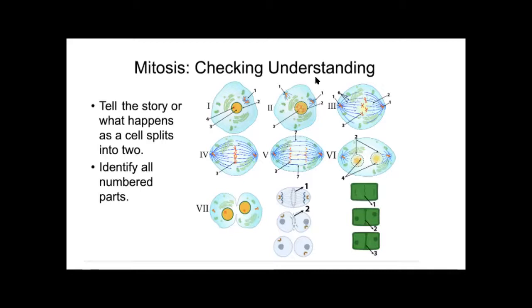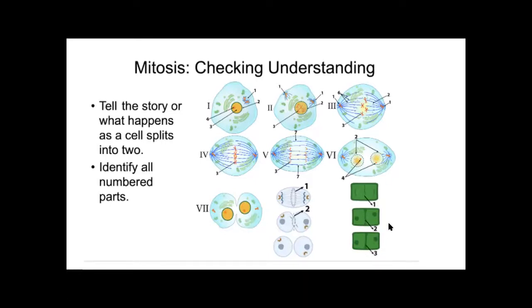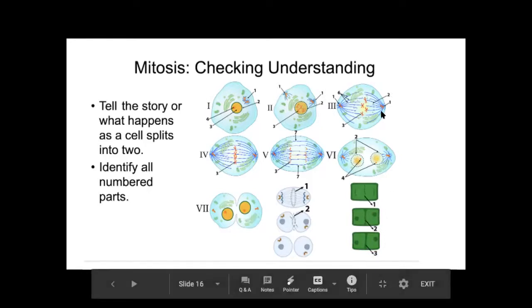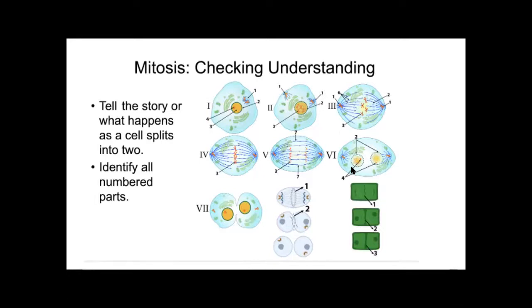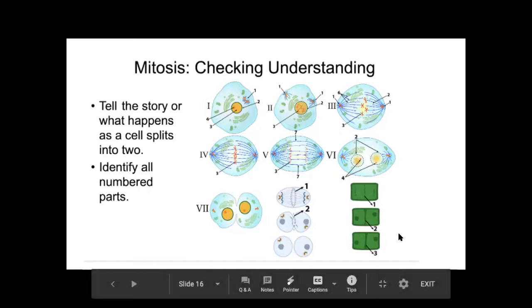So go through here and identify some of the parts, all of the parts, all the different regions, and understand what phase you're in. For Roman numeral 7, all of these are technically in the same phase.